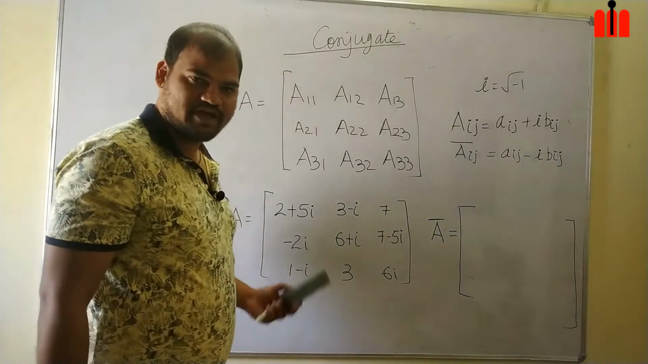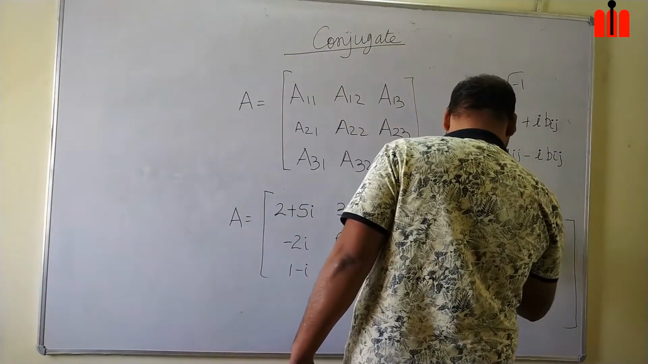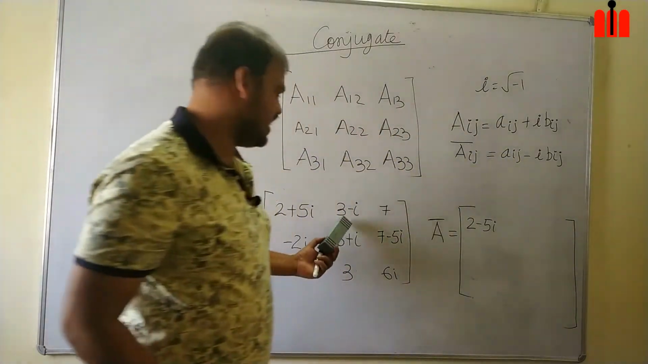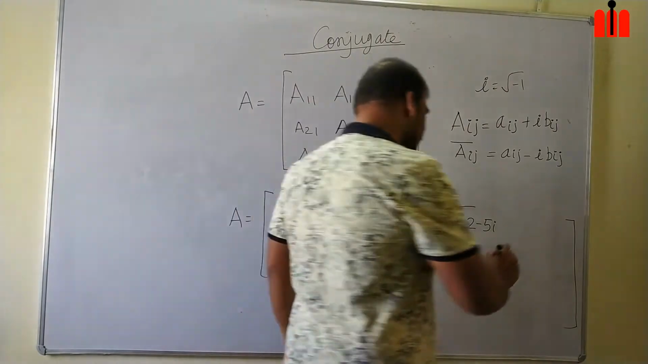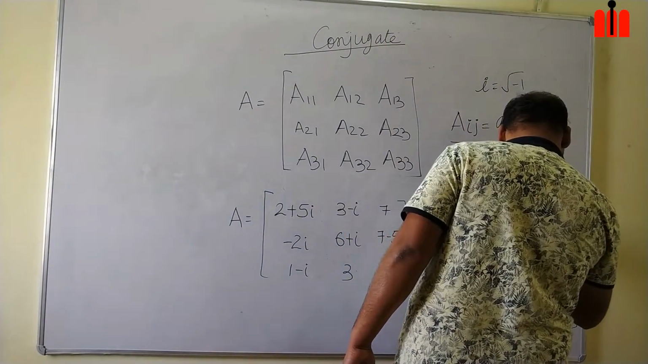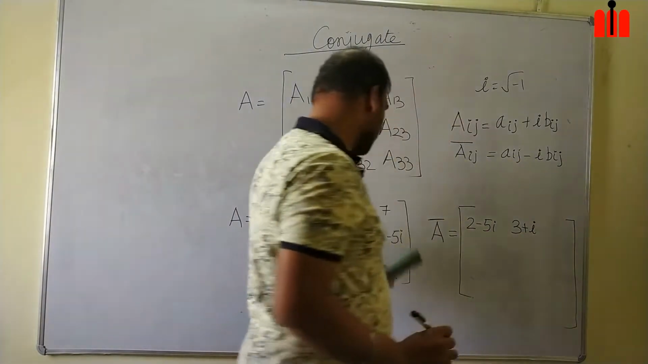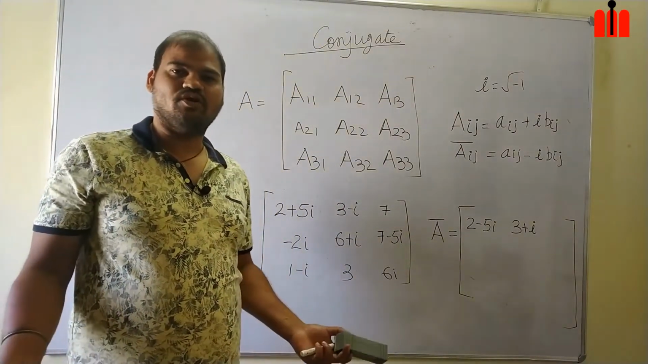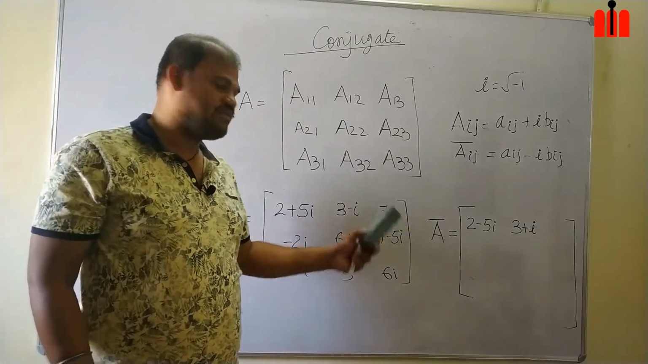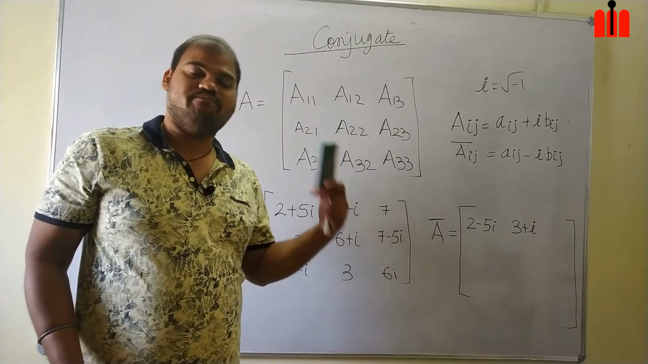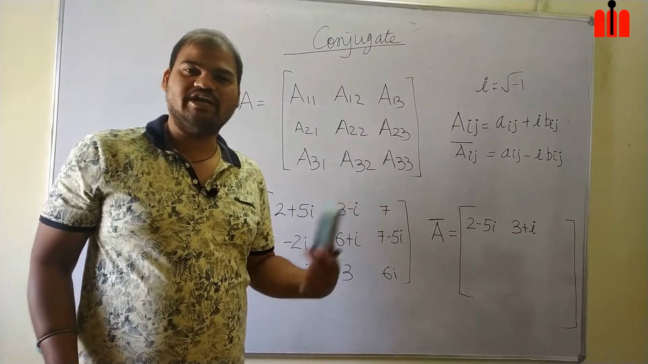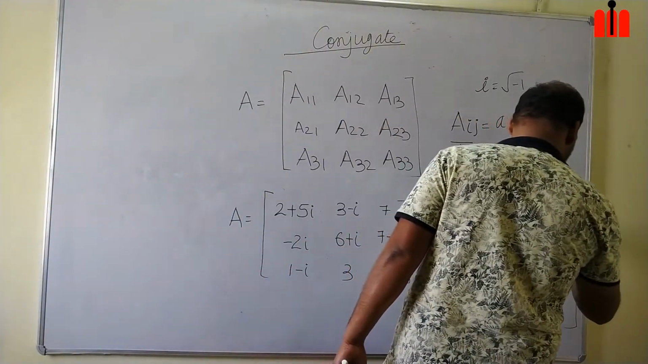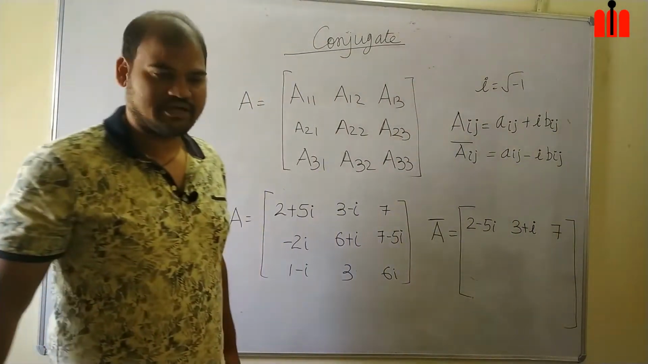The first element is 2 plus 5i. It will become 2 minus 5i. Next element is 3 minus i. It will become 3 plus i. Next element is 7. It does not have an imaginary part. The conjugate will be 7 because it is 7 plus 0i. If you take the conjugate, it will be 7 minus 0i. So 0i is 0, and it is 7 only.